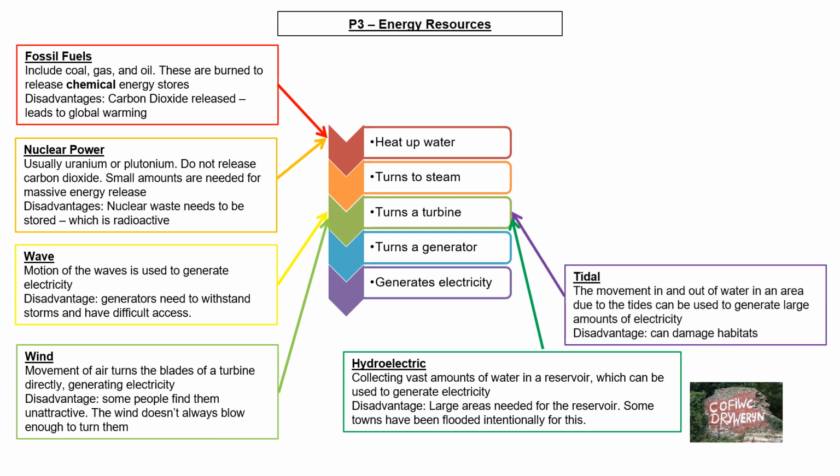Tidal. The movement in and out of the water in an area due to the tides can be used to generate large amounts of electricity. The problem with this, or an argument that lots of people make about this one, is that it can damage habitats.